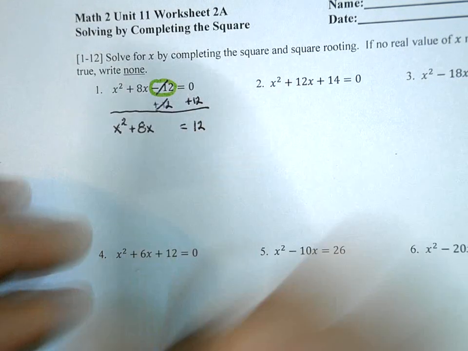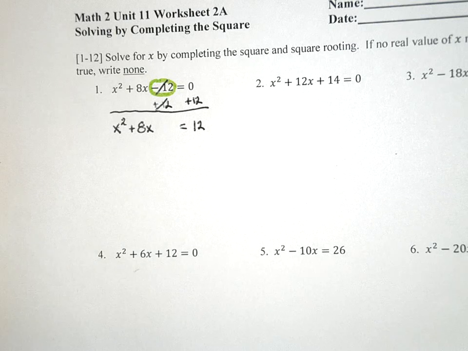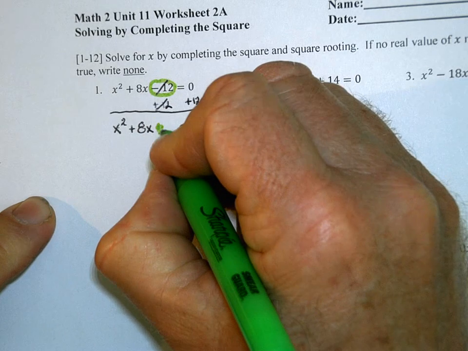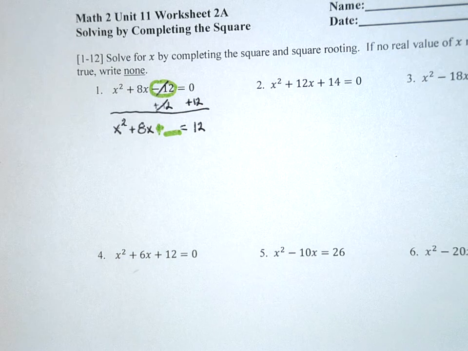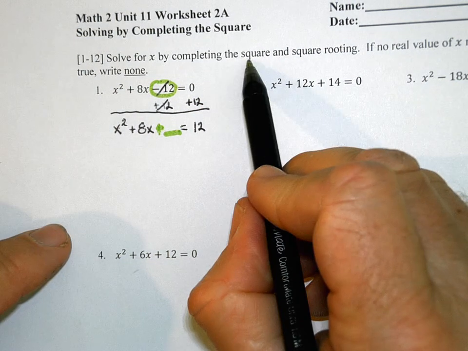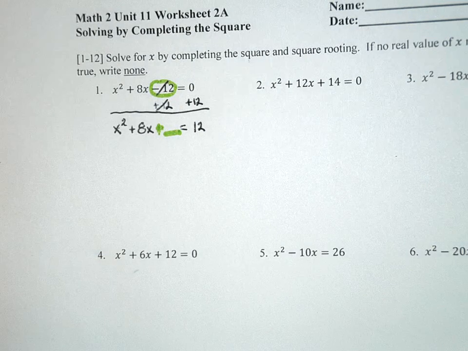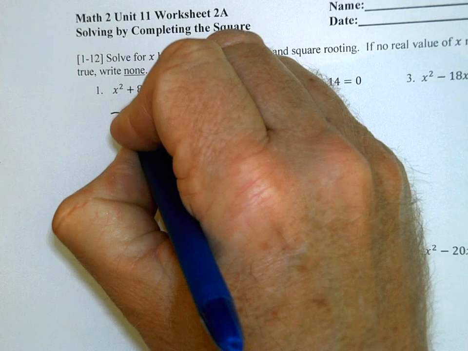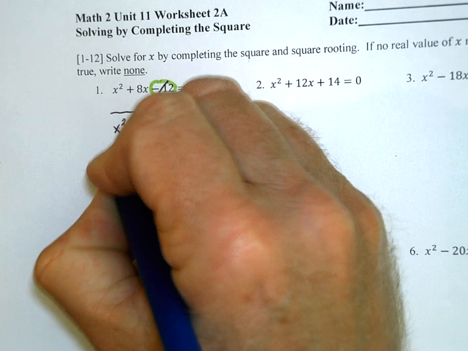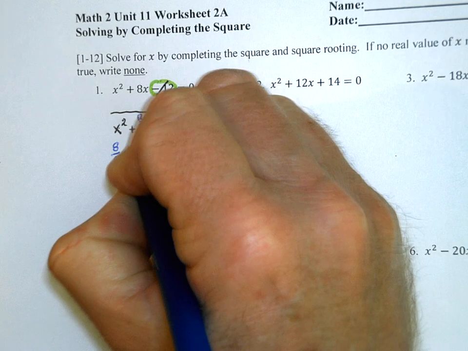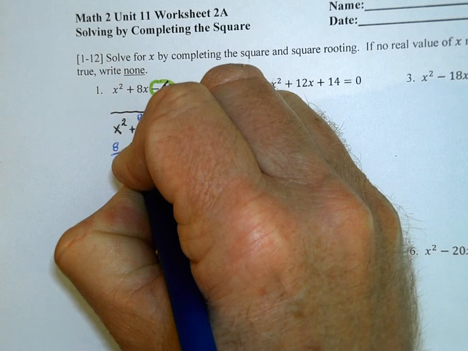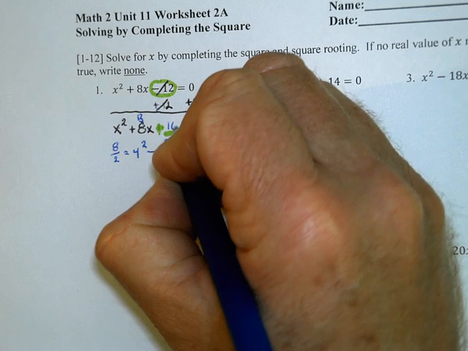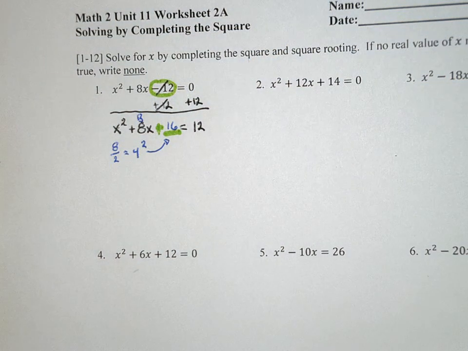Then I am going to create a new c value right here, plus, and I'm going to do that by what we call completing the square. So how do I do that? Well, remember, you take the b value, which is 8, you divide it by 2, that's 4, and then you raise that result to the second power, and whatever that equals becomes your new c value. So my new c value is going to be 16.